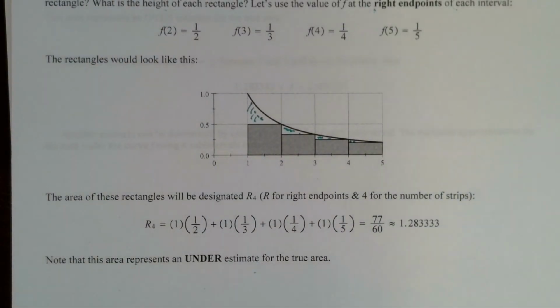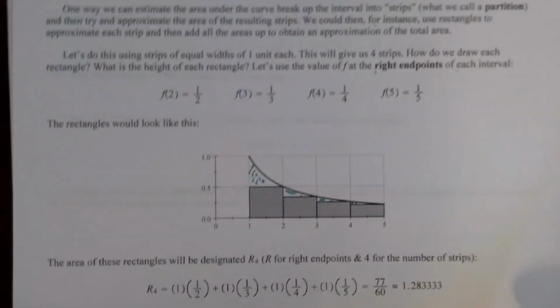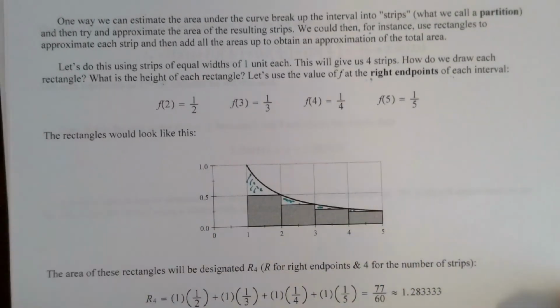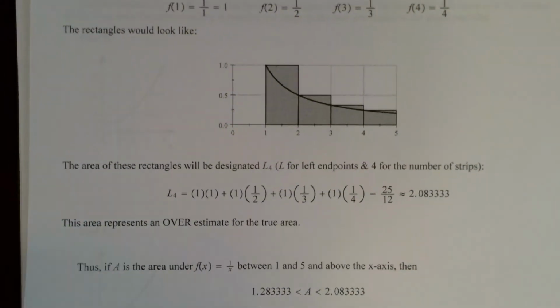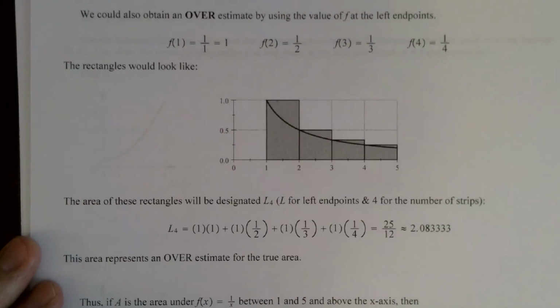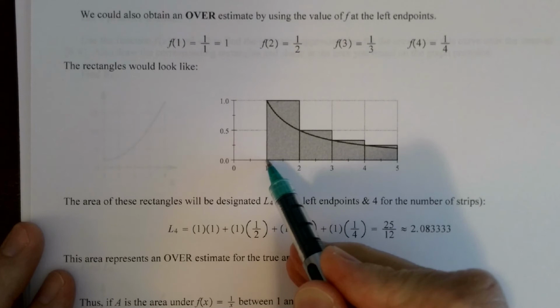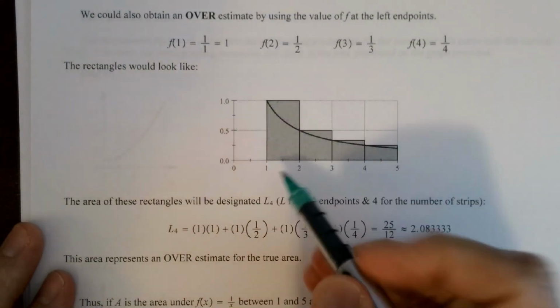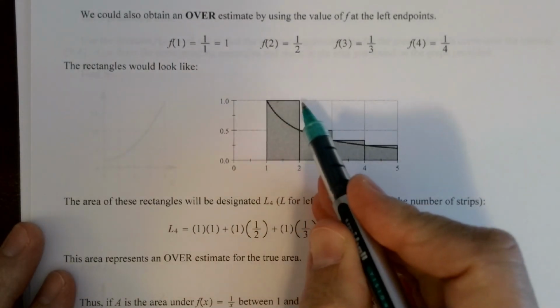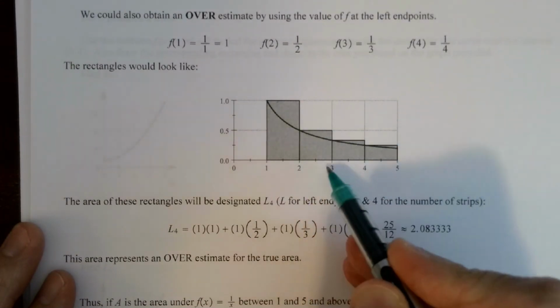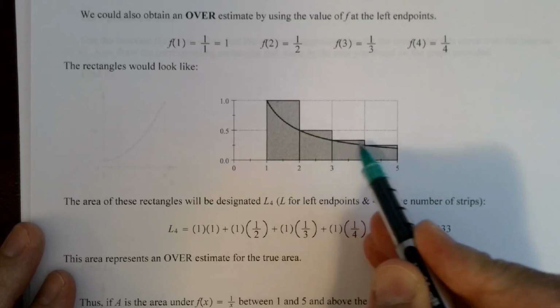Okay. So we could also have estimated with rectangles, instead of using the right endpoints, using the left endpoints of each subinterval. What would that look like? Well, it would look something like this. If we use the left endpoints now from 1 to 2, I use the value of the function at 1, which would be equal to 1. The height would be 1, right? And there's my rectangle. From 2 to 3, I use the left endpoint 2, so the height is 1/2. From 3 to 4, I use f of 3, which is 1/3, and so on.